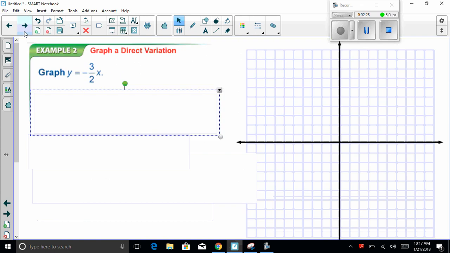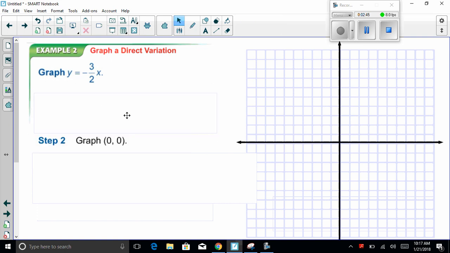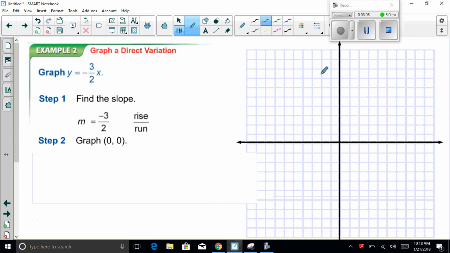In example 2, we're going to graph a direct variation. They give us y equals negative 3/2 times x. The first thing we're going to do is find the slope. The slope is negative 3 over 2. Whatever's on top is your y, whatever's on the bottom is your x. Then we're going to graph the point (0, 0). Let me grab a pen. So we're going to graph (0, 0).